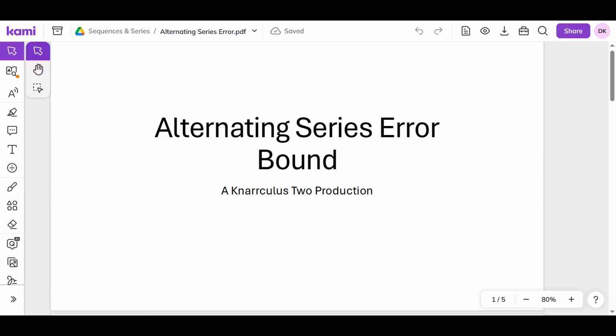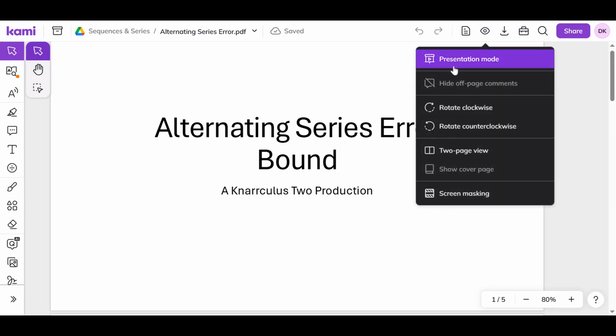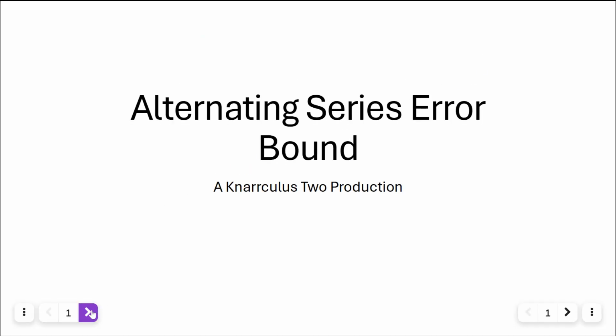Today we're going to be learning about the alternating series error bound. So now we're going to try to find some sums of these series, but we're going to figure out what the error is in the sum if we find just a partial sum. Okay? All right, so let's take a look.